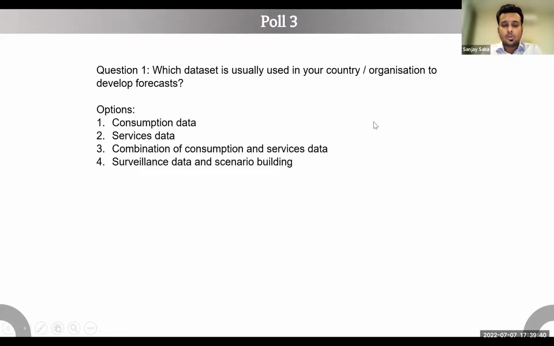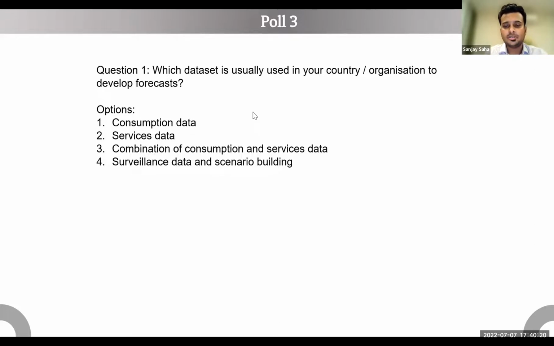So this brings us to a quick poll. Priyanka, can you launch the poll? Now, what I want to ask you is what data set is usually used in your country or organization to develop forecasts? So while you are reflecting on all the scenarios that I've run through with you, if you can also quickly do this poll, just so that we understand what kind of data is being used more often than not, because you can only choose one option here. It will also give us some idea of how you are doing forecasting in your country or organization.